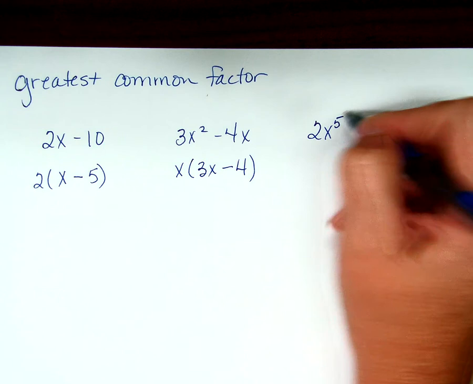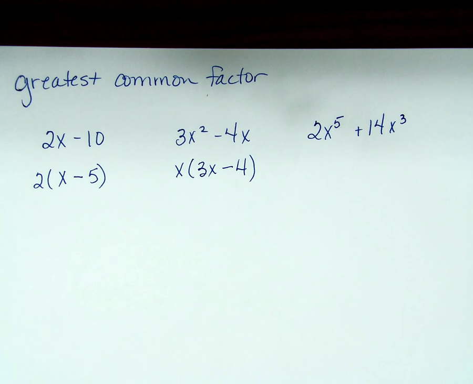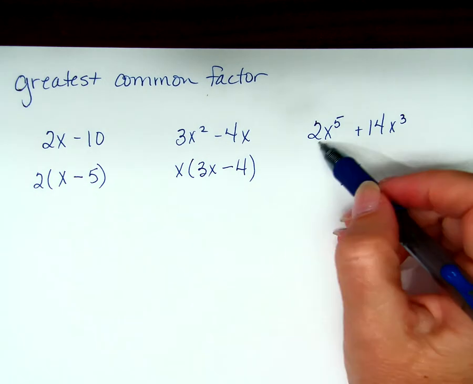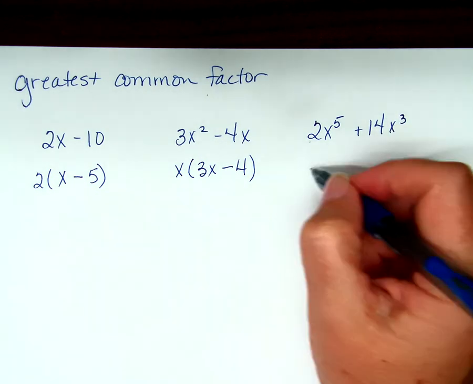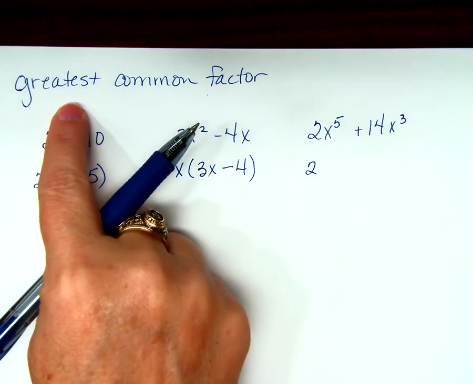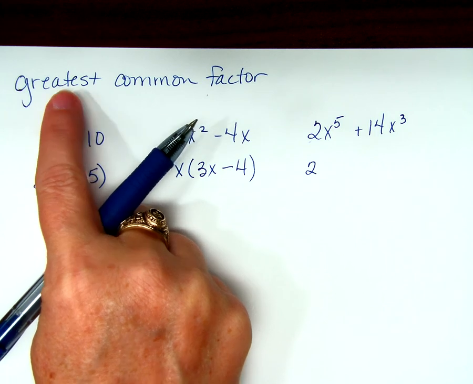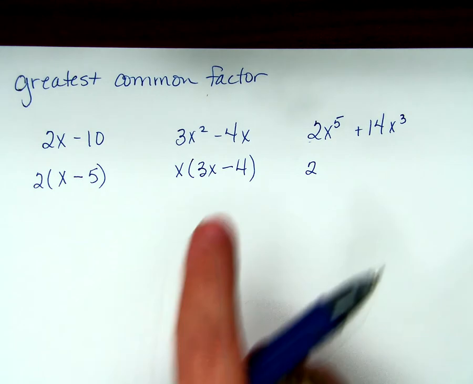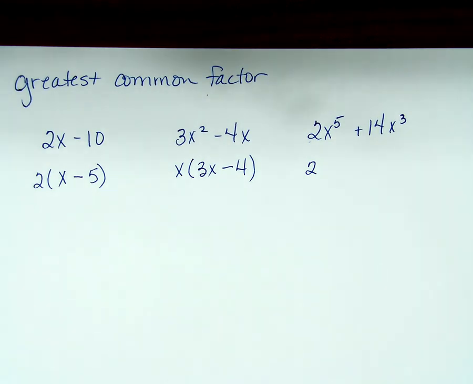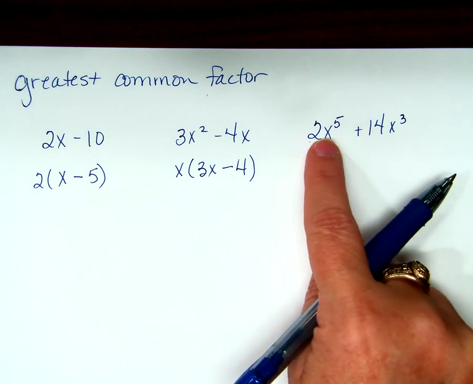Next, 2x to the 5th plus 14x to the 3rd. The greatest common factor is 2x to the 3rd, that's perfect. 2, because for the constants between 2 and 14, 2 is the greatest common factor. Do you understand why people might say that it's 14? Because of the word greatest. People see that and they think it has to be a big number, like I said a minute ago. But the greatest common factor is the biggest number that they will both divide by, and the biggest number that these will both divide by is 2. I can't choose 14. 14 doesn't divide into 2, does it?